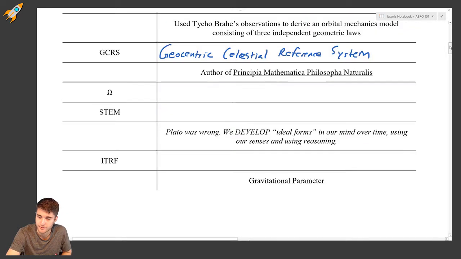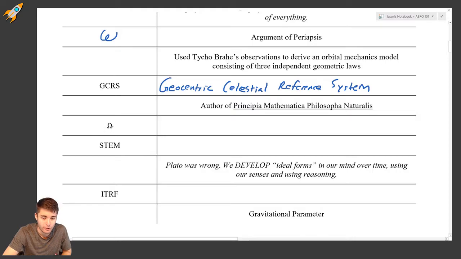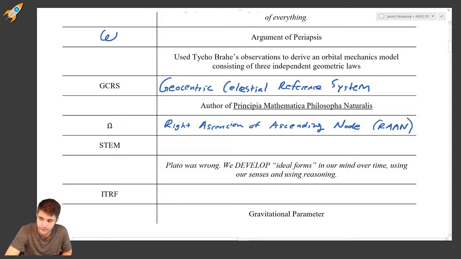And then we have right ascension right here. So this large omega is known as the right ascension of the ascending node, or RAAN. Try not to say RAAN, guys. Right ascension is the proper way to say it. It's a bad habit for me to say RAAN. Don't use RAAN, use right ascension. It's a bit more proper.